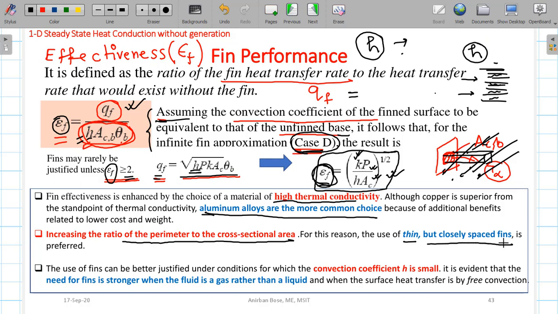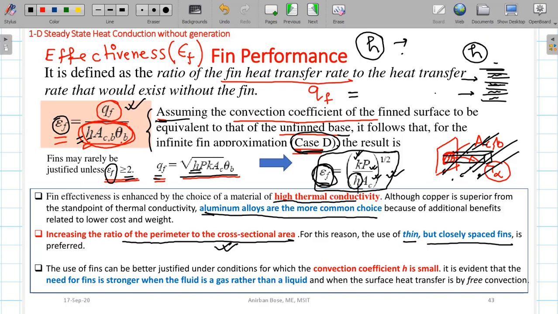So if you use very thin fins, closely spaced fins, that will basically increase the perimeter as well as decrease the cross sectional area. Thin means the cross sectional area of the fin will decrease, and closely spaced fins, the number of fins closely spaced, will increase the perimeter. Okay, so thin and closely spaced fins actually increase the P by AC ratio, and hence it will increase the effectiveness of the fin. Finally, the h.